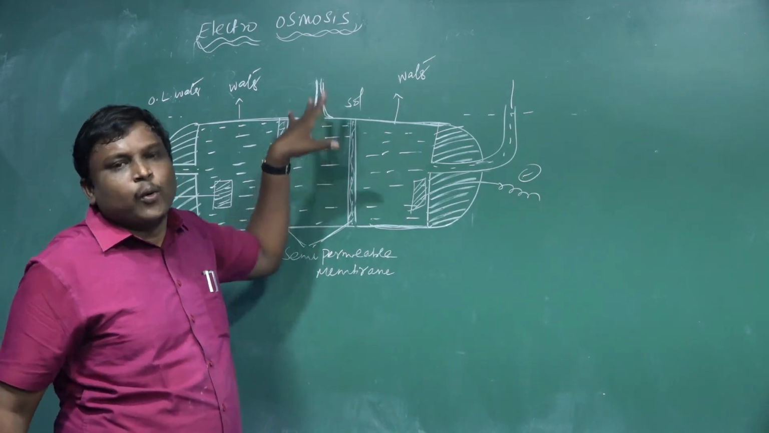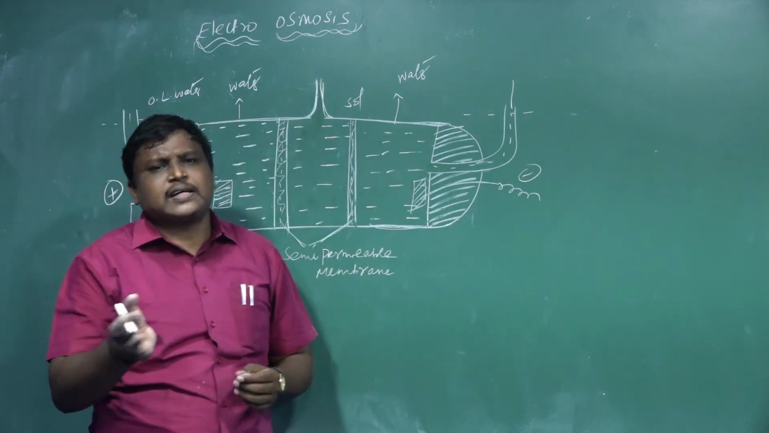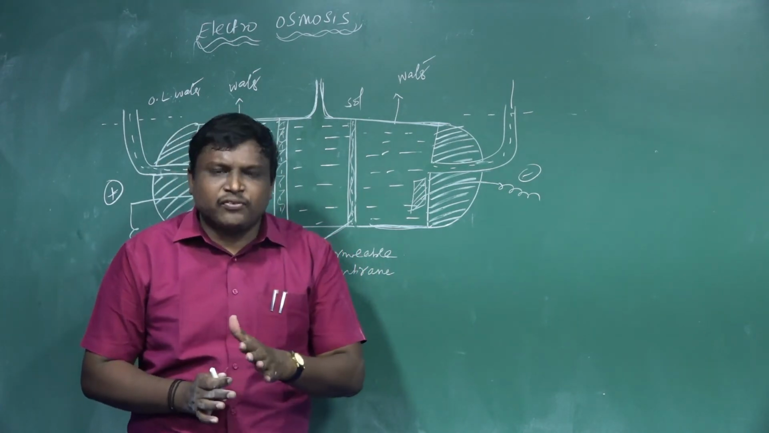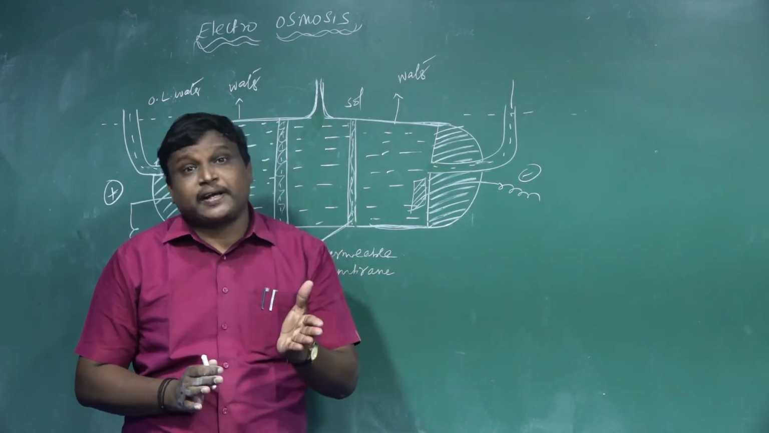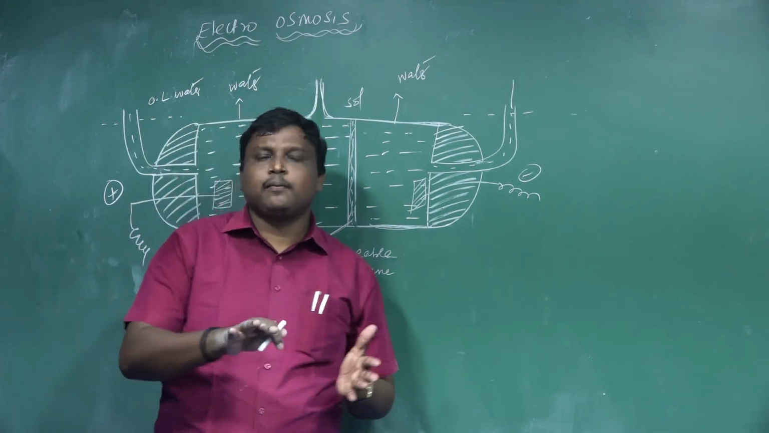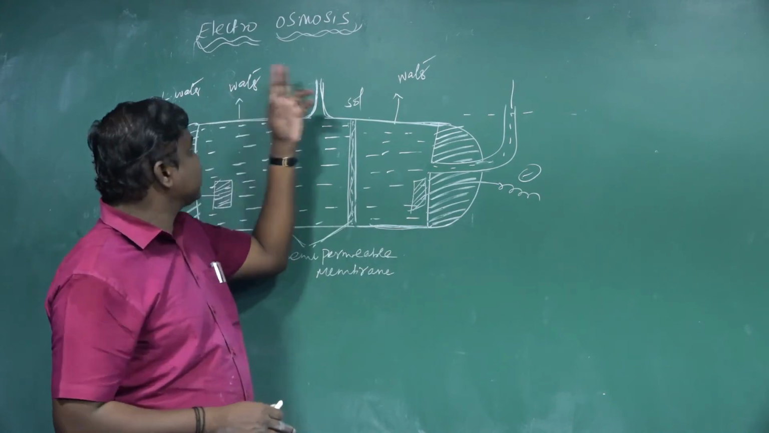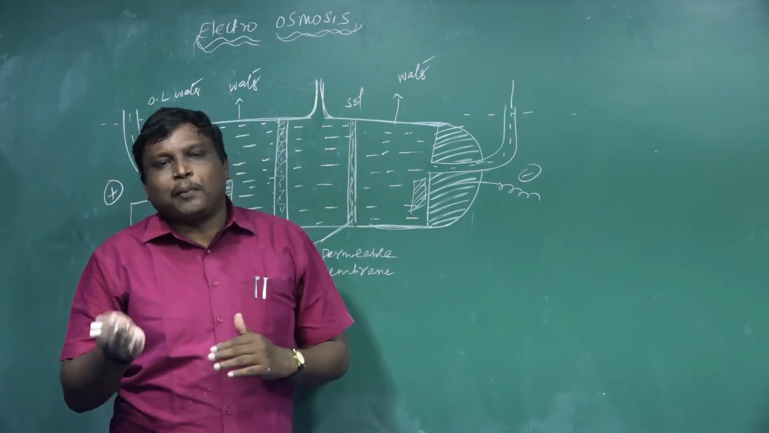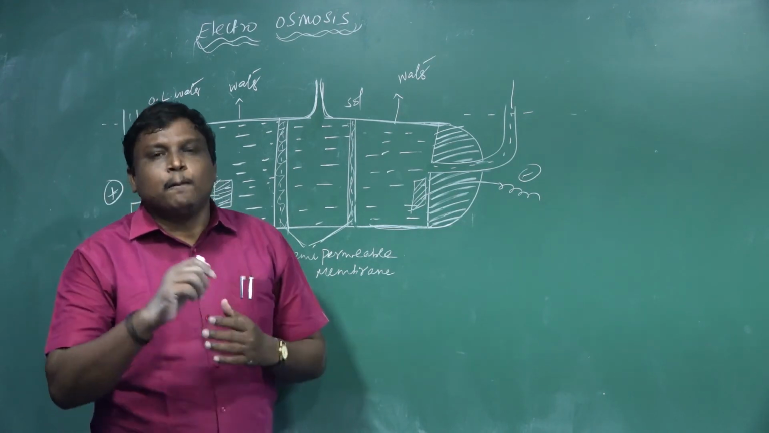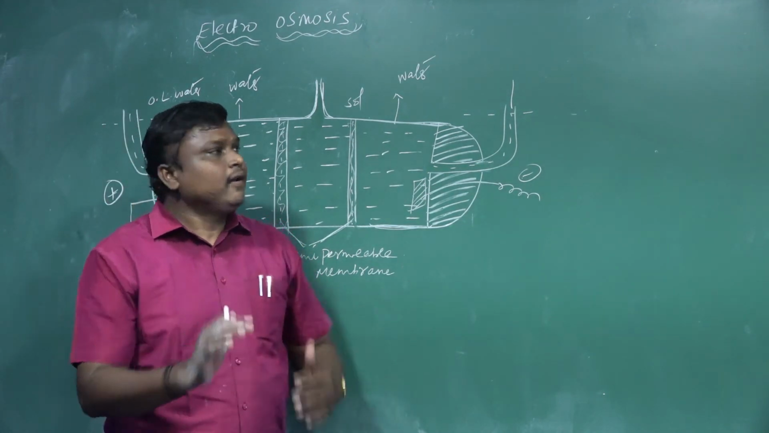What is the difference between electrophoresis and electro osmosis? Electrophoresis: when applying an electric field, there is migration of salt particles. Electro osmosis: when applying an electric field, there is migration of the dispersed medium, not the salt particle.